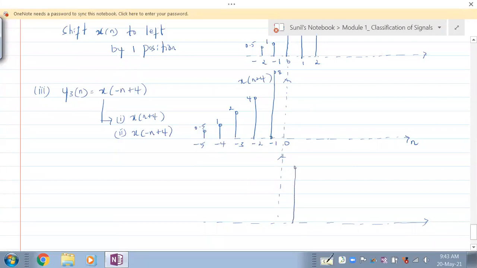This is the sample of amplitude 8, which would come at 1. Then a sample of amplitude 4 would come at 2, a sample of amplitude 2 would come at 3, a sample of amplitude 1 would come at 4, and a sample of amplitude 0.5 would come at 5. So this is what one should understand. This is our y3 of n, x of minus n plus 4.